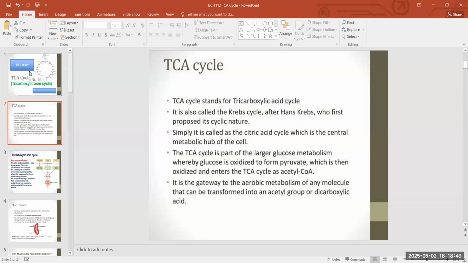So the TCA cycle is one of the cycles that involve glucose metabolism, whereby glucose is oxidized to form pyruvate, which is now channeled into the TCA cycle when oxidized to acetyl-CoA. It is the gateway to aerobic metabolism. So the TCA cycle is the set of biochemical reactions that channel the product of anaerobic reaction to aerobic reaction. So the TCA cycle is an aerobic reaction, not anaerobic. It occurs in the presence of oxygen, unlike the glycolytic pathway, which occurs in the absence of oxygen.